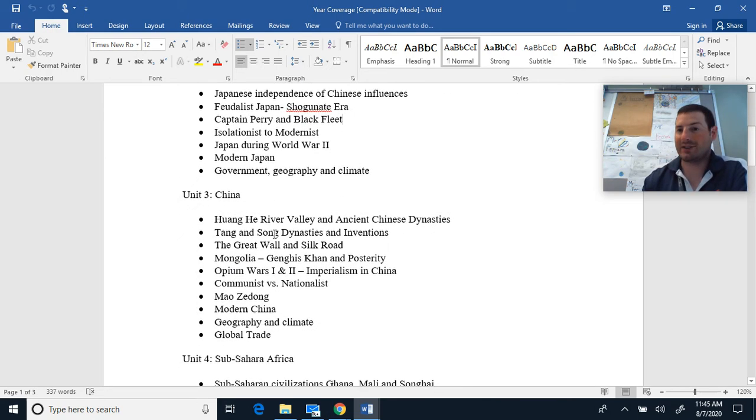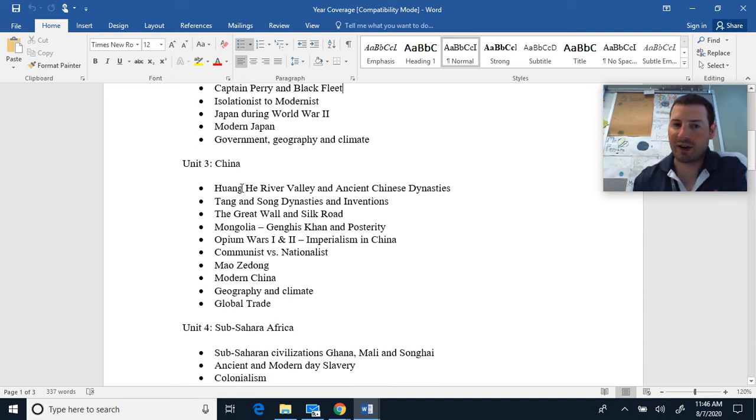Unit 3 is going to be about China. China's unit is going to take a long time. It's the longest of the units that I cover. It just takes a long time to talk about the history because they have a long history. We'll start off with the River Valley Civilization, go through the Mongolians, and we'll eventually get into modern day China.